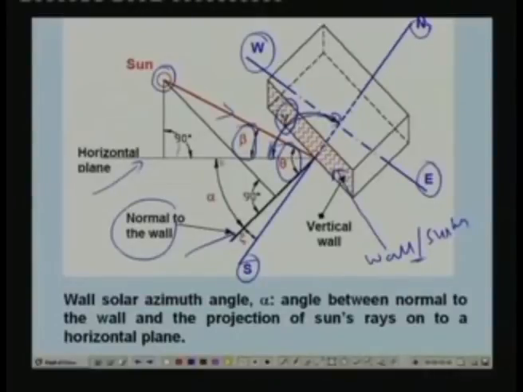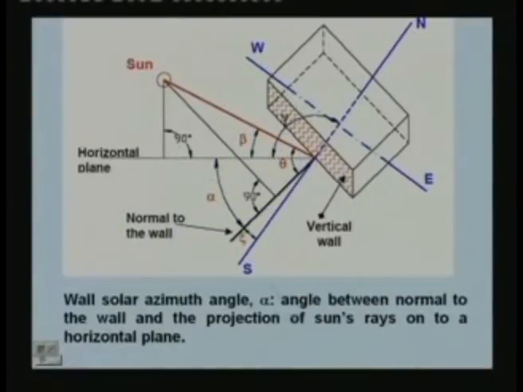So I introduce here two new angles. One is what is known as the wall solar azimuth angle alpha, and the other angle is the surface azimuth angle zeta. Okay, so first let us look at the wall solar azimuth angle alpha. Wall solar azimuth angle alpha is defined as the angle between the normal to the wall, that means this thick line, and the projection of sun's rays onto a horizontal plane. The projection of sun's rays onto a horizontal plane is this. So alpha, which is called the wall solar azimuth angle, is nothing but this angle. So that is alpha.